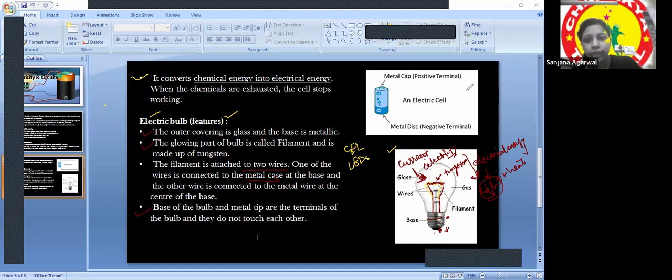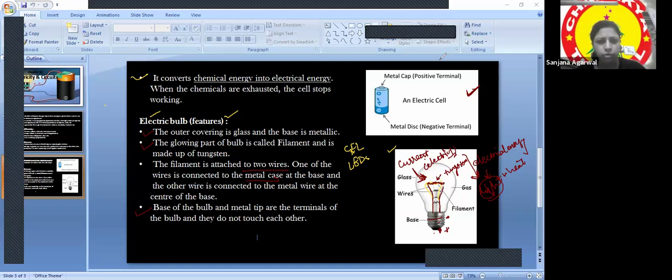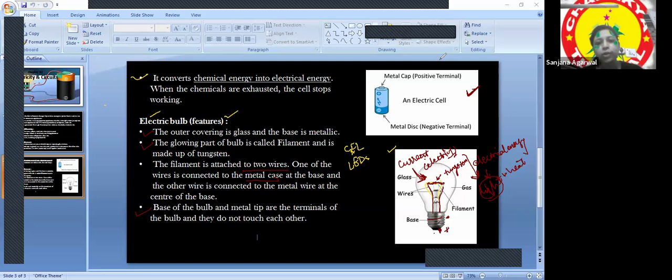The diagram of the electric cell also. Although you have seen the actual cell yesterday, you know that, still you can write metal cap, positive terminal and all the label parts. Note it down. Yes, electric bulb features also. First draw the diagram. You can write the written part later on, but the diagram with complete labels, please draw it.